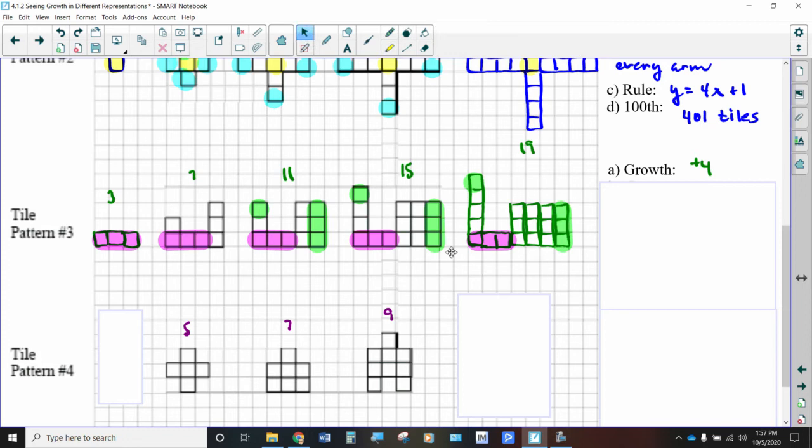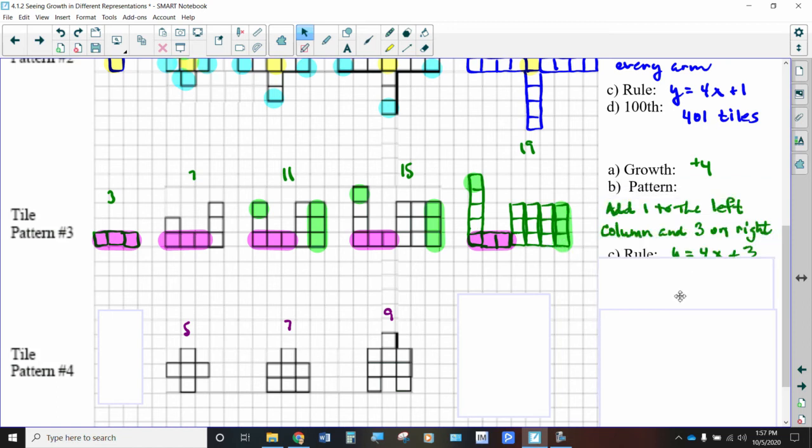So the 100th figure should have added 100, a column of 100 here, should have 100 rows of 3, for a total of 400 plus the original 3. And so you get y equals 4x plus 3, for 403 total tiles, where the original 3, that's the constant at the end, and then it grows by 4 with every single tile figure.